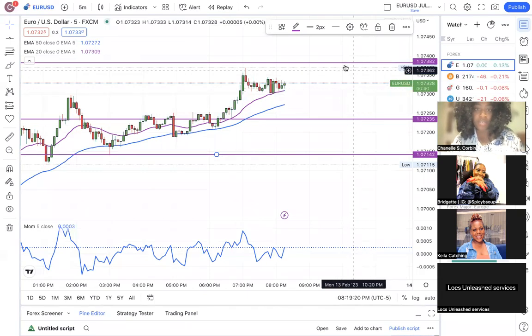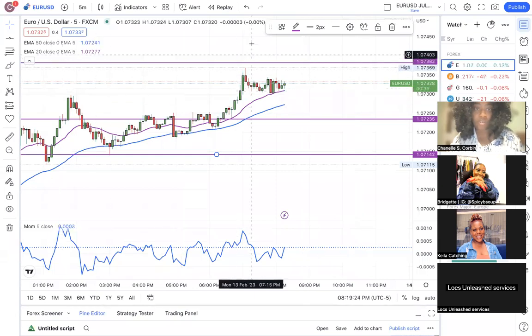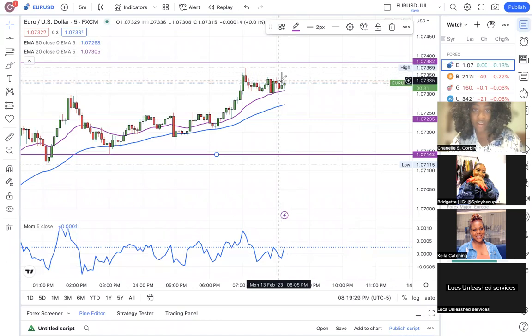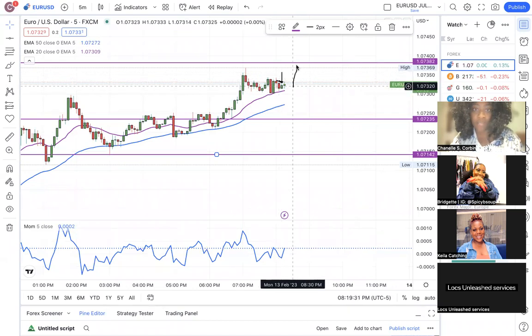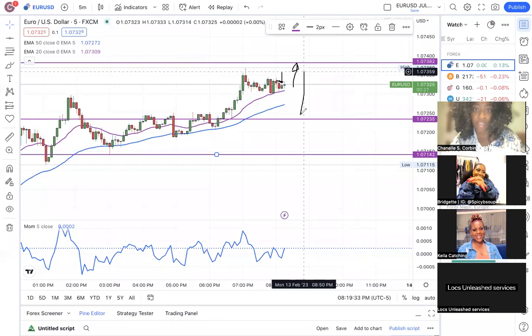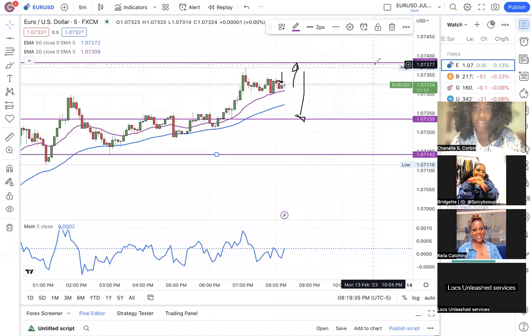Or like Spicy was saying, she says she will be looking for a sell. We also know that the market will probably break this high, right? Then we know that the market will probably come back up to this line and then sell back down to this line. So you can create a sell limit, right?